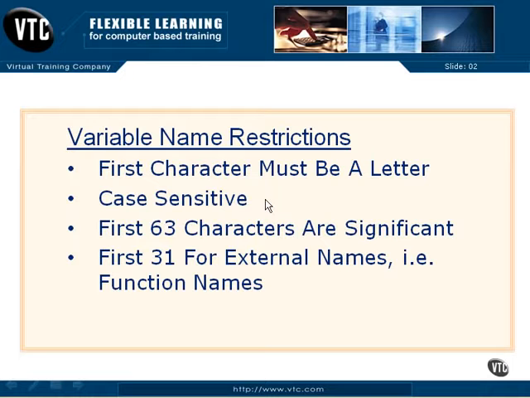So when you make a variable name, you of course want to try to make it so that it reminds you of what's in there, of what you're using the thing for. Some of the restrictions, though: our first character must be a letter. Variable names in the C programming language are case sensitive. The standard calls for the first 63 characters to be significant and the first 31 for external names, for example, function names. Let's take a look at some details of this.